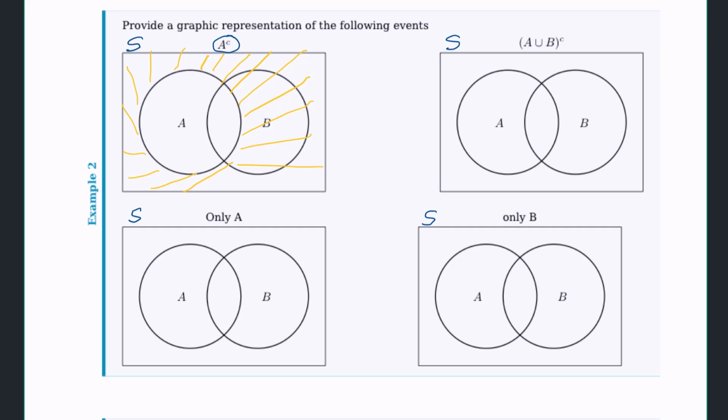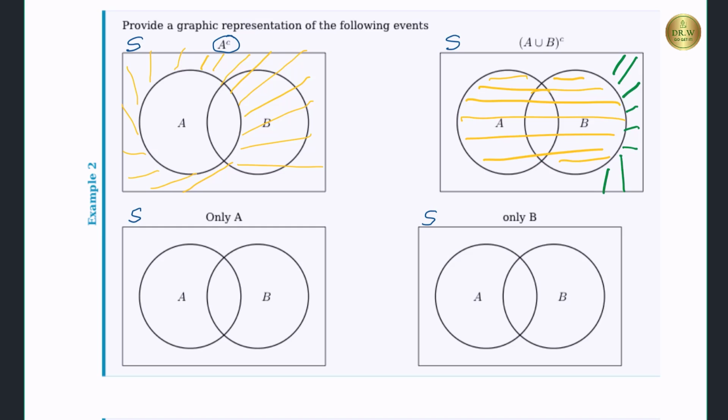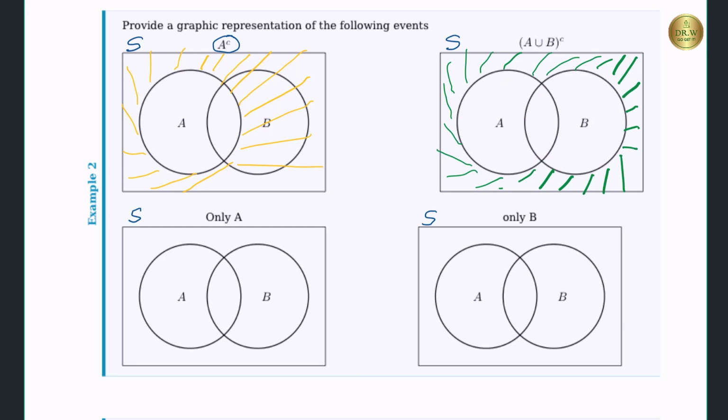Now go to the next one, A union B complement. Okay, first let me show you A union B. You already know that region. So this is A union B. But we need the complement. Complement is outside of these two circles, or outside of these shaded areas, that should be this. So that is the A union B complement, only the green color.